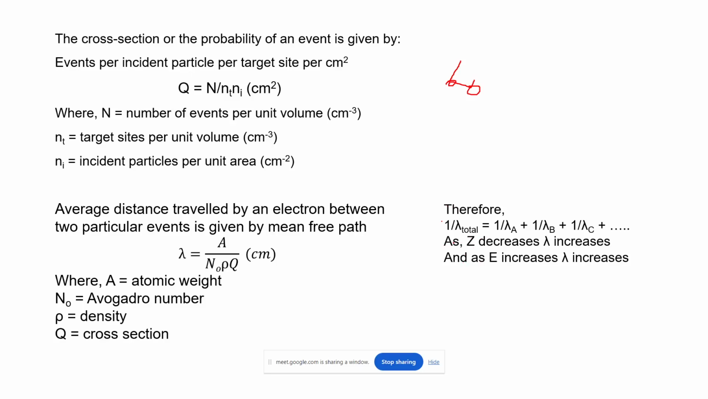And you need to keep in mind that as Z, the atomic number, decreases, lambda will increase. Why? Can anyone tell me?